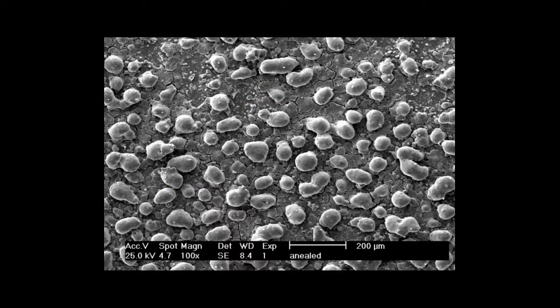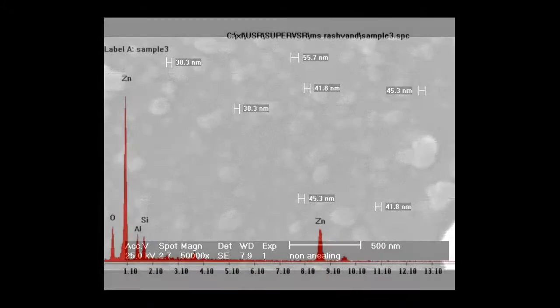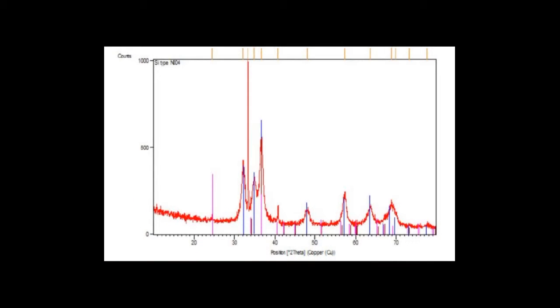And the morphology of the AZO thin films is studied by atomic force microscopy and field emission scanning electron microscopy analysis. The average diameter of the obtained nanorods is approximately 60 nanometers.